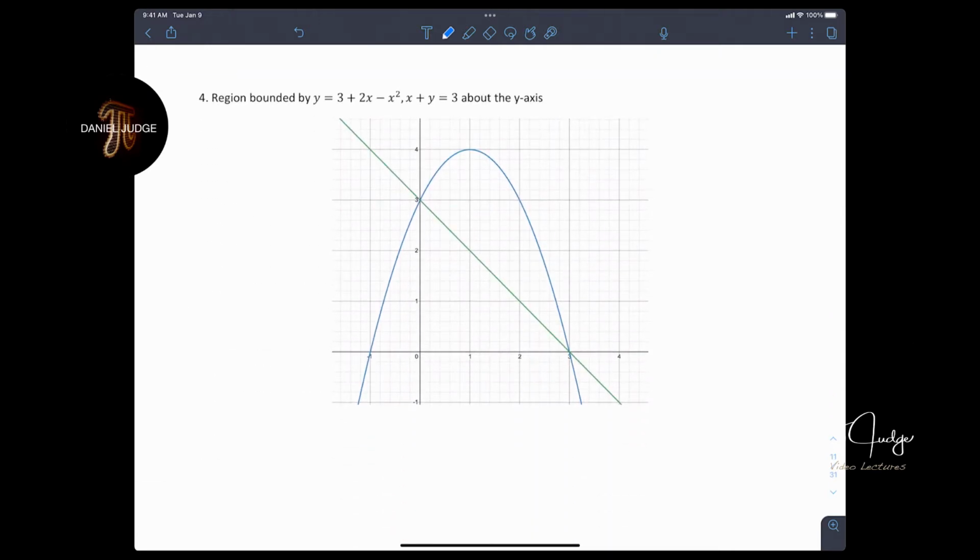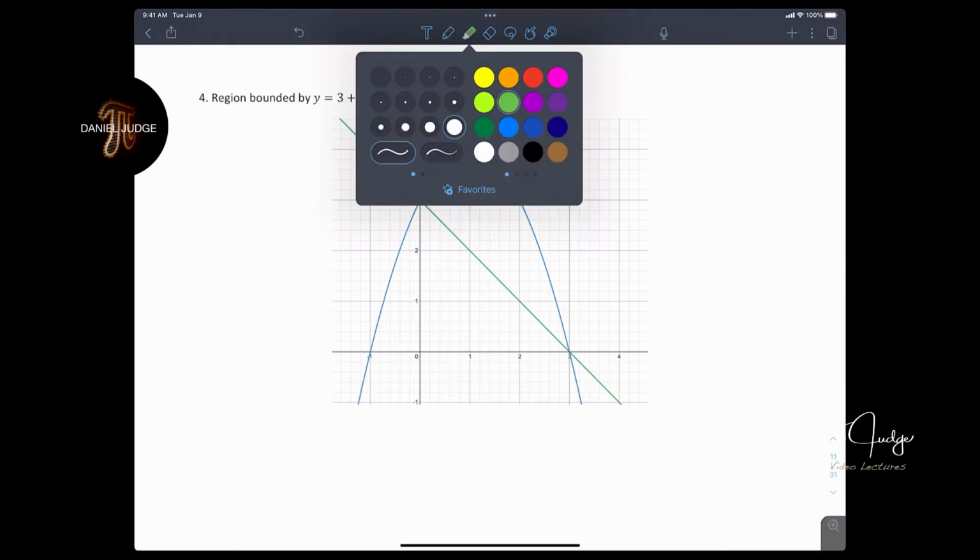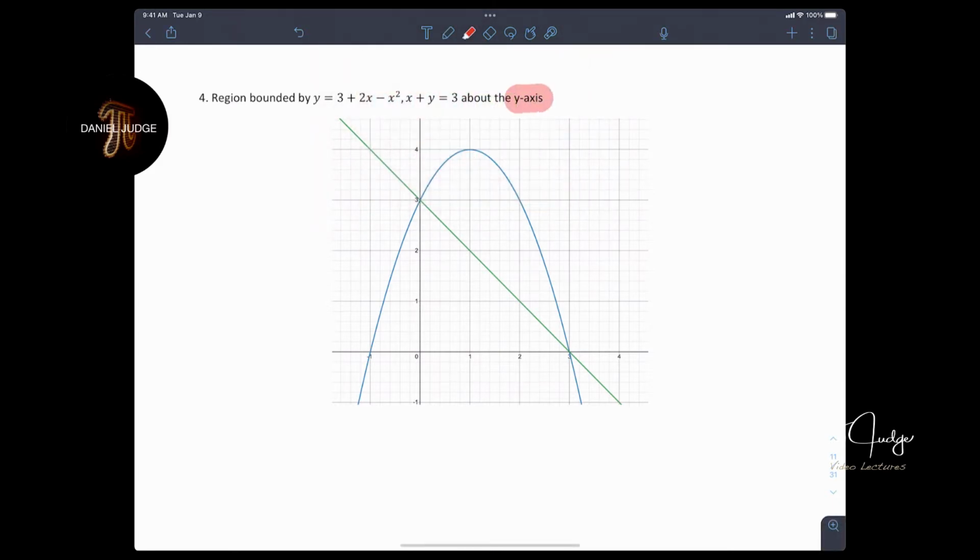So if we go to the next kind of question here. Again, notice we revolve about the y-axis. And this time you have a curve. You have a parabola represented by the blue curve. And you have a line represented by the green line, sometimes referred to as a curve here. So you have this parabola that opens down, you have that line, and here you go. So the bounded region they're referring to is right in here.